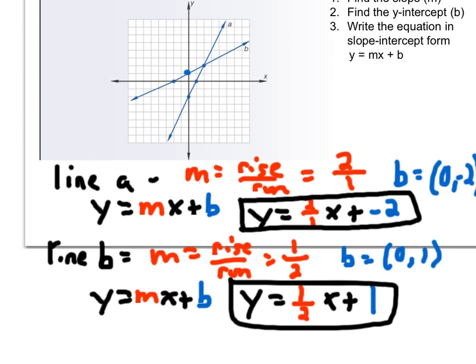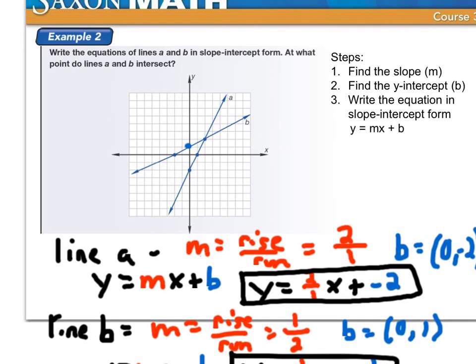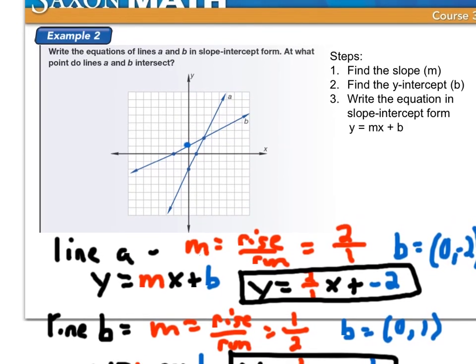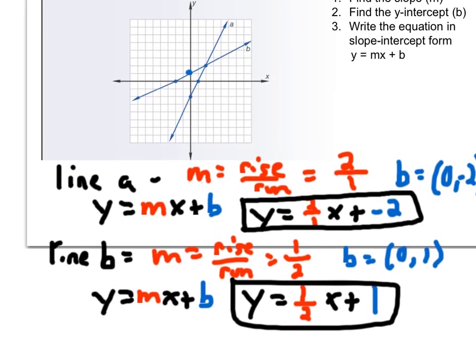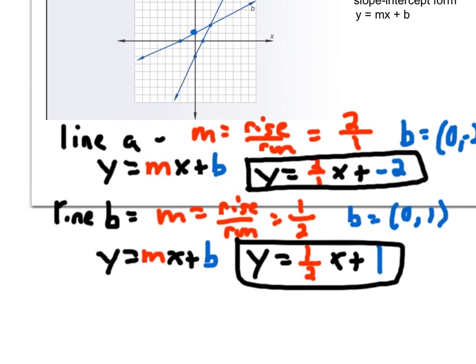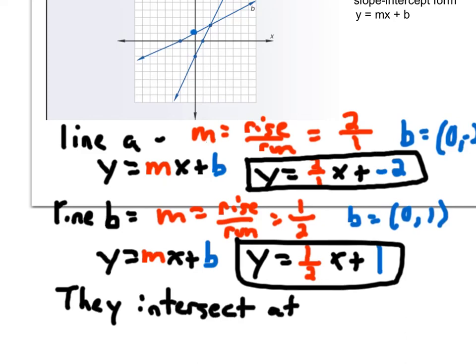Okay, now we need to answer our last question on here, which was, at what point do lines A and B intersect? Okay, that means where do they cross each other? And you can see they cross each other right here. So we can answer they intersect at, and we need to name what this point is. Well, I go from the origin, I go over 2 and up 2. Okay, so they intersect at 2, 2.